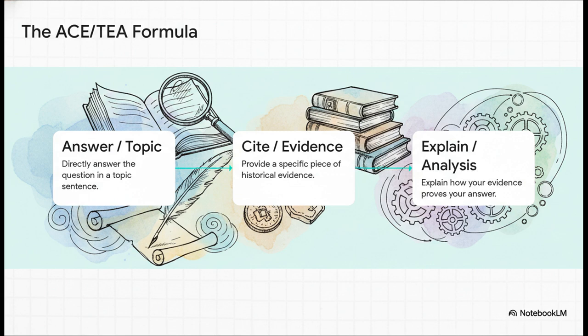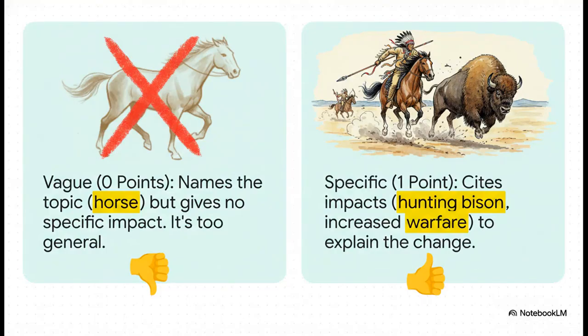You do this for part A, you do it again for part B, and you do it again for part C. Every single time. And just look at the difference this makes. The vague answer on the left, it just kind of states the obvious. The horse created changes. Yeah, no kidding. That gets you 0 points. But the specific answer on the right, it's beautiful. It aces it. It answers directly, it cites specific impacts, more mobility, better bison hunting, more warfare, and by doing that, it explains the connection. That, right there, is a point-winning answer.